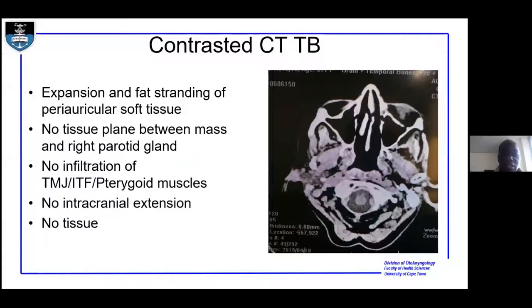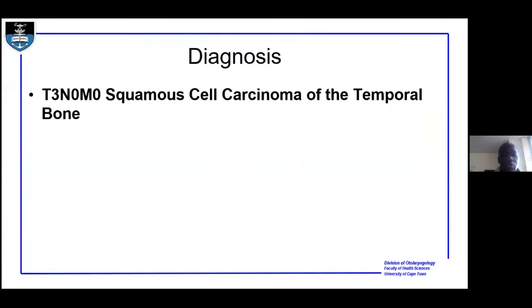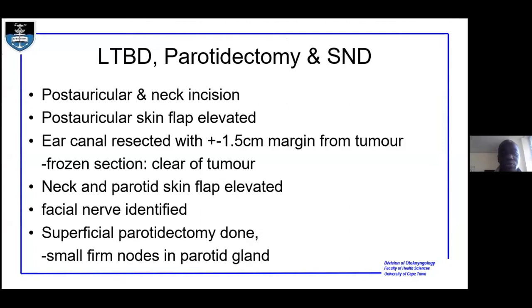Mass, and there was no intracranial extension of the mass. So we made a clinical diagnosis of a T3N0M0 squamous cell carcinoma of the right temporal bone. So we proceeded to theater. We did a lateral temporal bone dissection, a parotidectomy, and selective neck dissection of the right side.